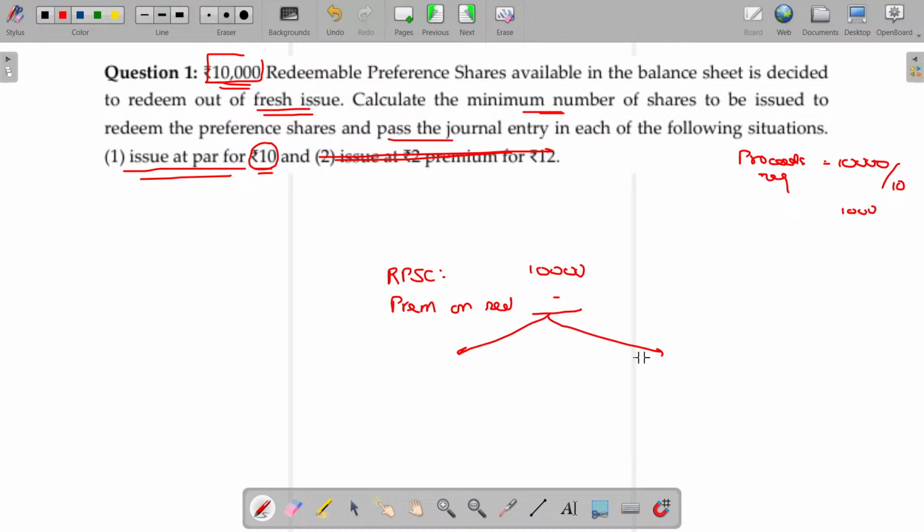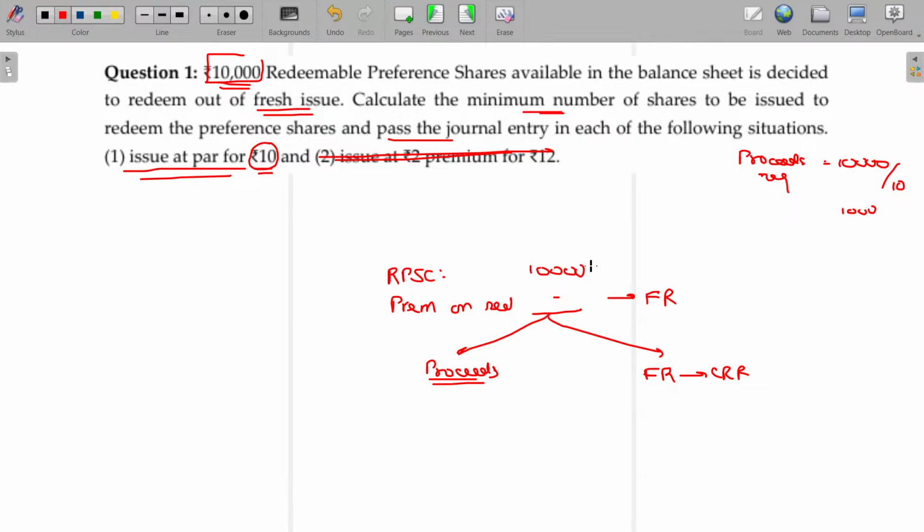Can be redeemed out of proceeds from fresh issues or by transferring the free resource to CRR. If there is any excess payment, it's a loss adjustable to the free resource account. Now, what is the proceeds requirement? The requirement being 10,000 rupees. By issuing every share, what are you getting? Only the par value, meaning 10 rupees. So 10,000 divided by 10, 1000 shares to be issued. By issuing 1000 shares, 1000 into 10, you will be getting 10,000 rupees.